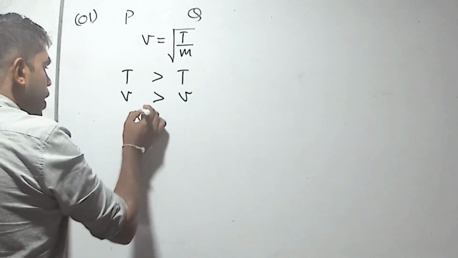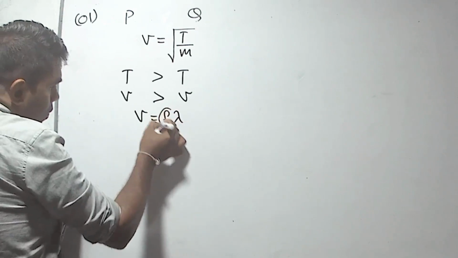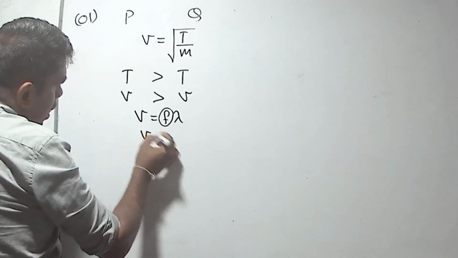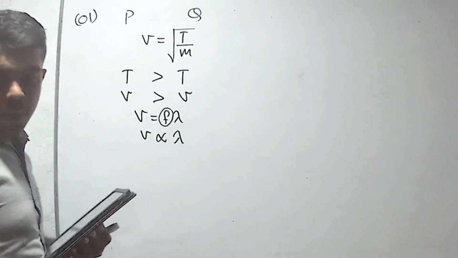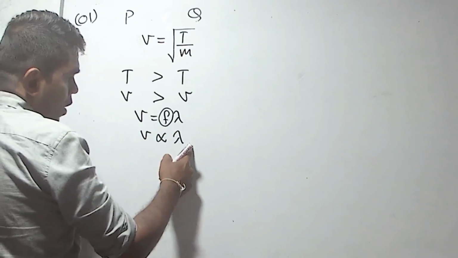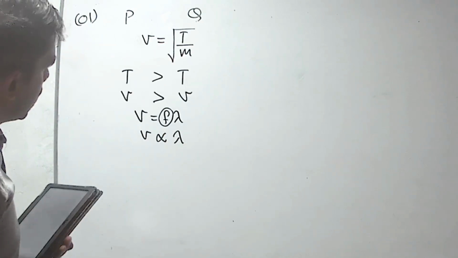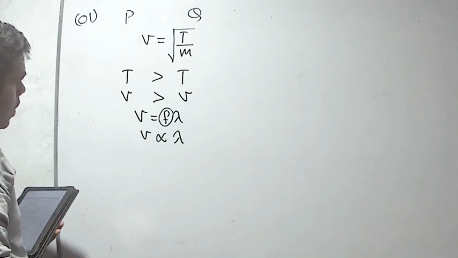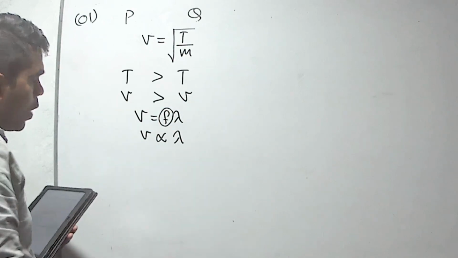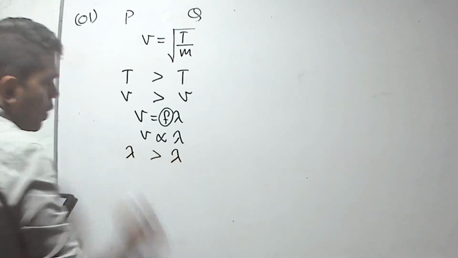And according to V equals F lambda, they have given that the frequency is constant. Therefore, velocity is directly proportional to wavelength. It means when increasing velocity, wavelength also increases. Then we can get that the velocity of P is greater than the velocity of Q. Therefore, the wavelength of P is greater than the wavelength of Q.